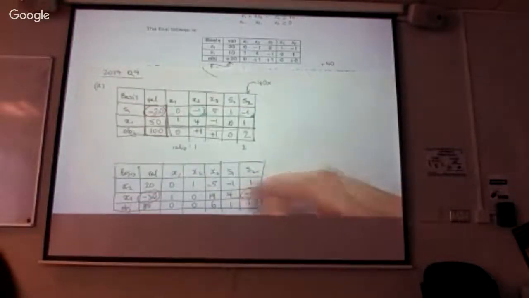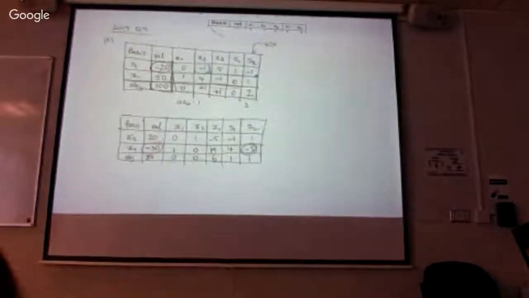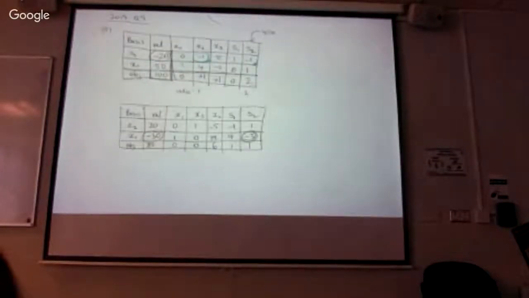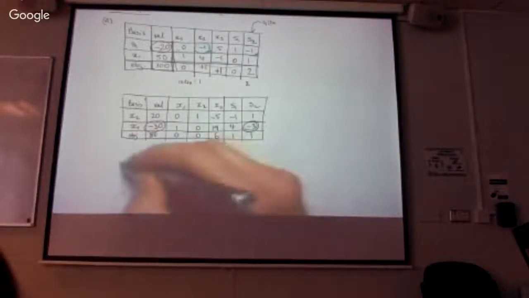This one. Why? The only negative number in that row. Oh, that was supposed to be green. Okay. Do you want to see the end result? What's the end result?